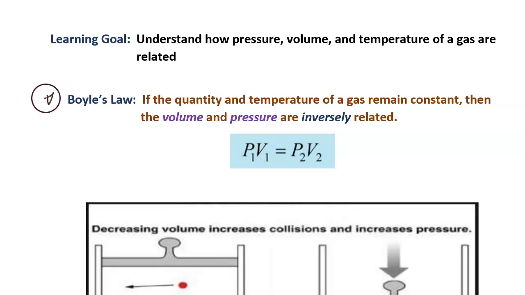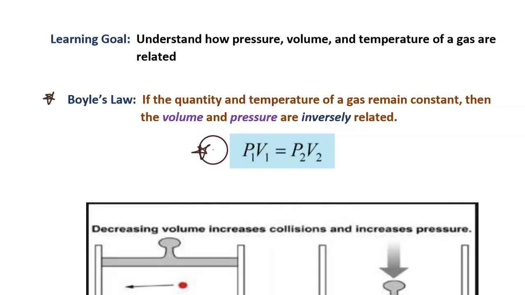First, let's look at Boyle's law. Boyle's law states, if the quantity and temperature of a gas remain constant, then the volume and the pressure are inversely related. To be inversely related means that as one of the variables increases, the other variable decreases to compensate.